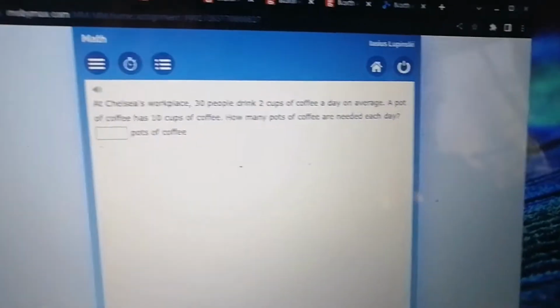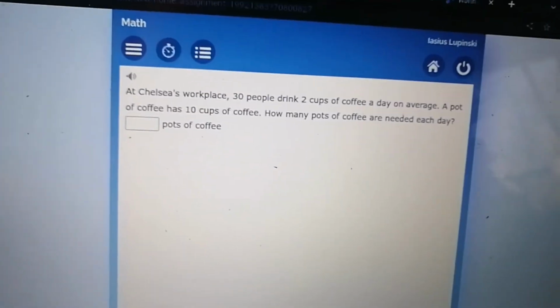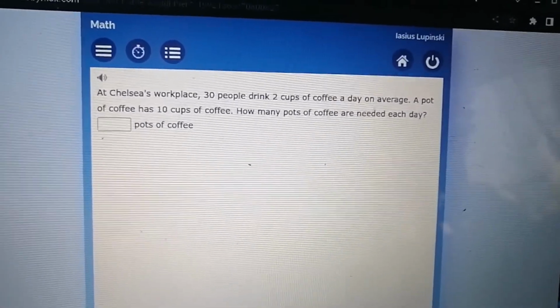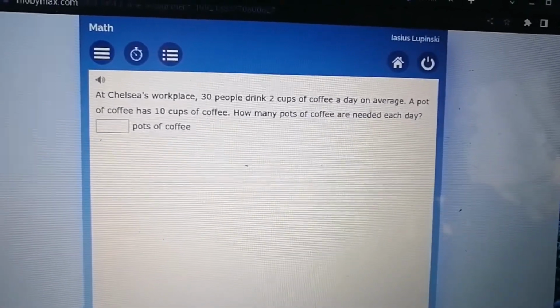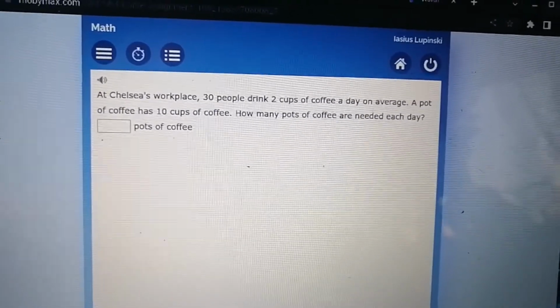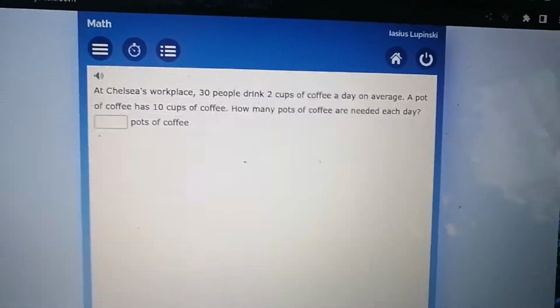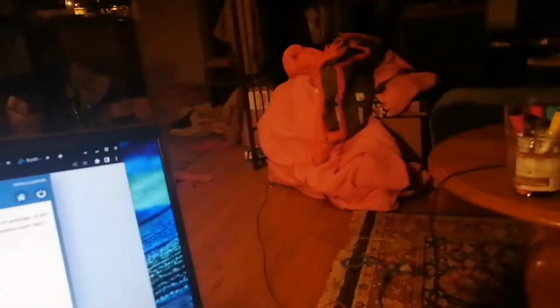Let's see if we can solve the story problem. At Chelsea's workplace, 30 people drink 2 cups of coffee a day. On average, a pot of coffee has 10 cups. How many pots of coffee are needed each day? That's the problem.